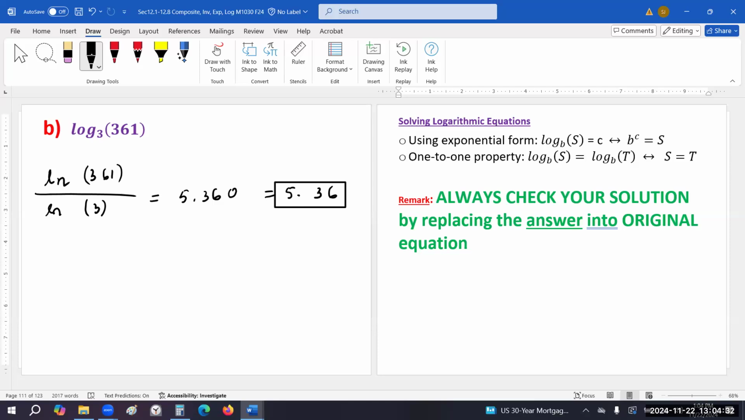Just like the base rule for the exponent. For exponential.